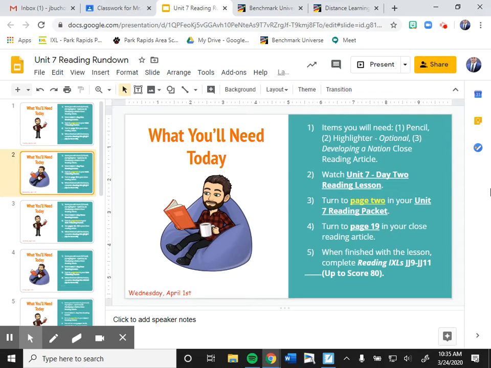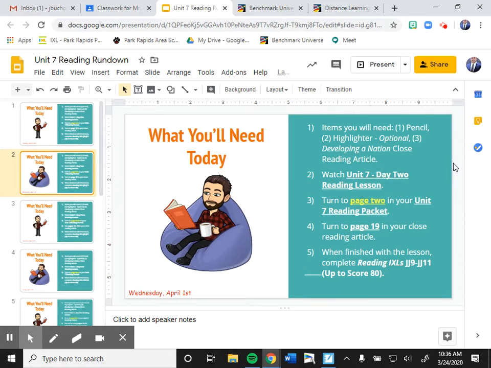So yesterday we worked on main idea and key details. You also wrote a summary that was supposed to include a personal connection to the story. As readers, it's always good to make those connections to our story to help us understand it better and get more out of it.